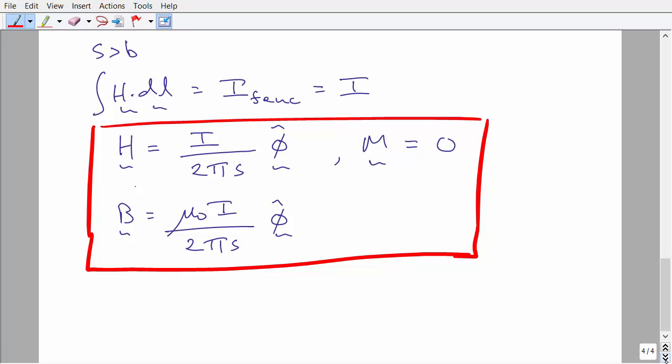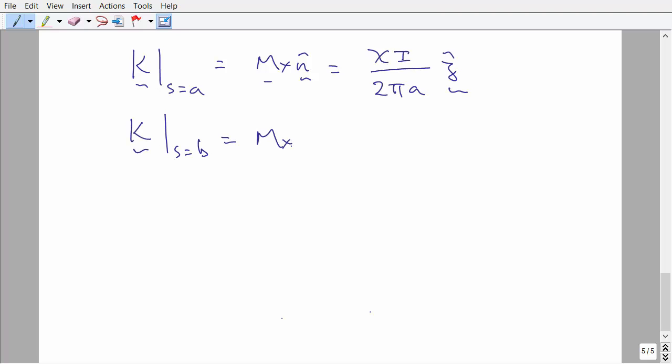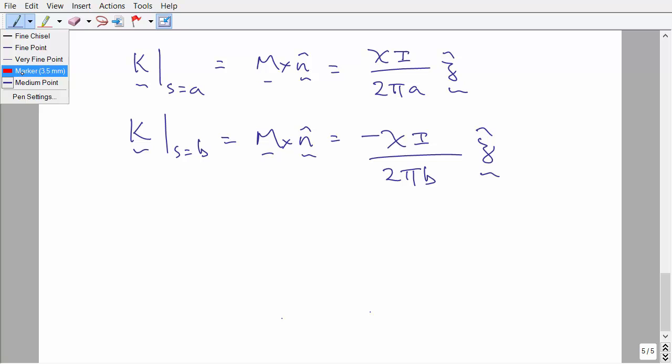Let's have a look at those two bound surface currents. Alright, so if you do the calculations for K, this is what you'll get. We calculated this one on the previous page, and we found that we get this bound surface current density chi I on 2 pi a z hat. If you do the same procedure at the outer conductor, you'll wind up with this equation.